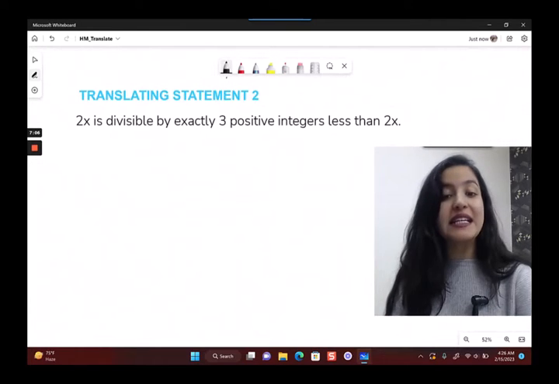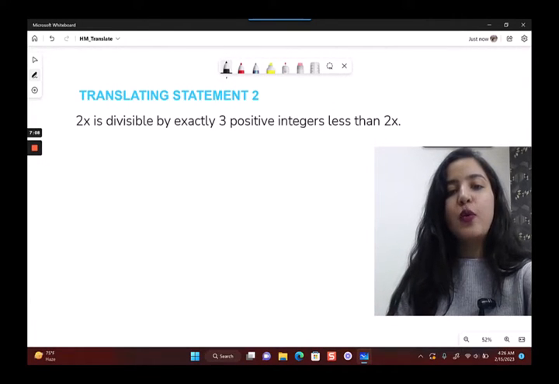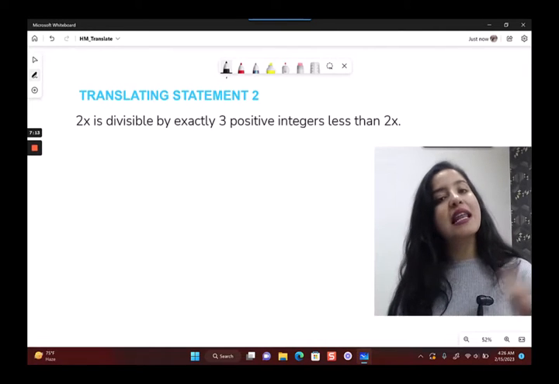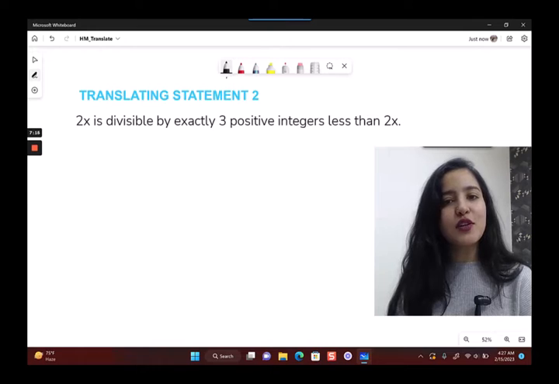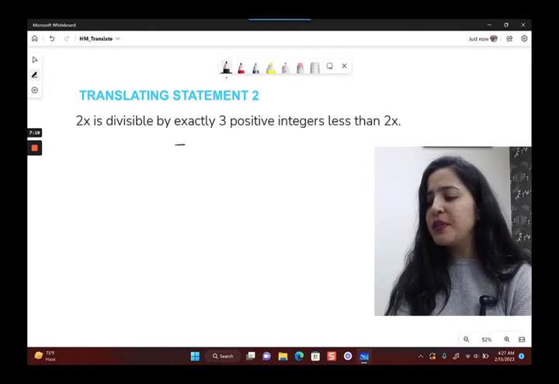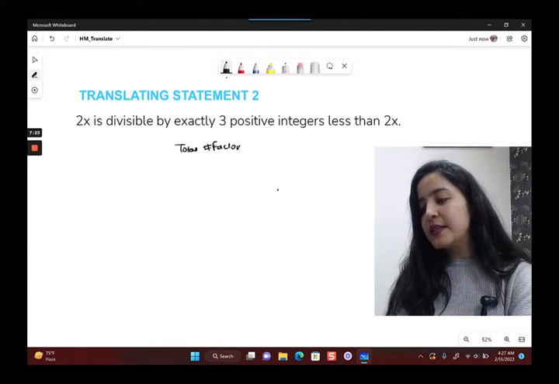Here you go. This is statement 2. Now it says 2x is divisible by exactly 3 positive integers less than 2x. This statement is also like statement 1, no? Instead of x squared, it has 2x. So simple, straightforward translation. Total number of factors of 2x.